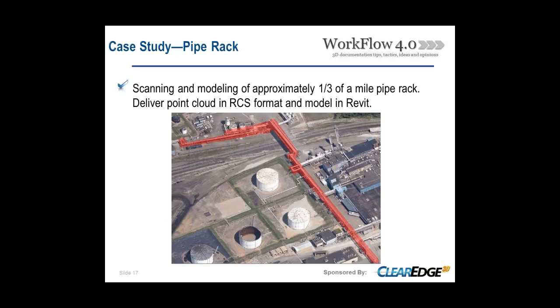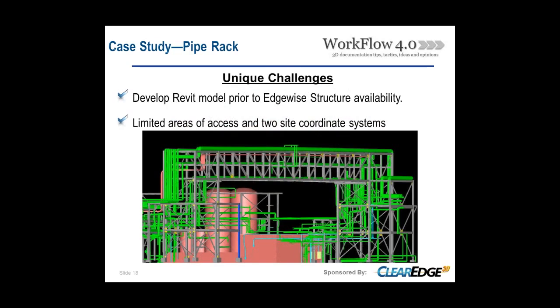The second case study we're going to look at here is one that was featured in Workflow 4.0 recently. This was an older project that we had, and at the time, again, EdgeWise Structure wasn't available. We did have EdgeWise MEP, and we used it on that. But the pipe rack was around 1/3 of a mile long, and again, we had to deliver the point cloud in RCS format as well as develop a Revit model for them.